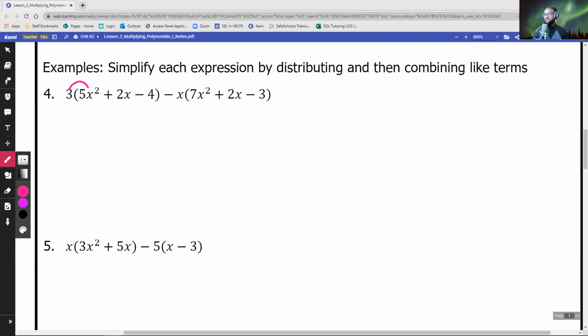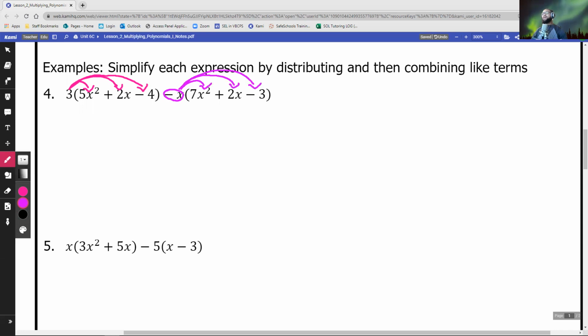This 3 needs to go to this 5x squared, to this 2x, and to this negative 4. We need to do that first. Once we finish that, we need to come over to this side. And instead of just distributing the x, I'm going to distribute this negative x. Two birds, one stone, one move. Instead of doing x and then doing the negative, we'll do negative x. That'll make it quicker. So that negative x to the 7x squared, to the 2x, and to this negative 3.